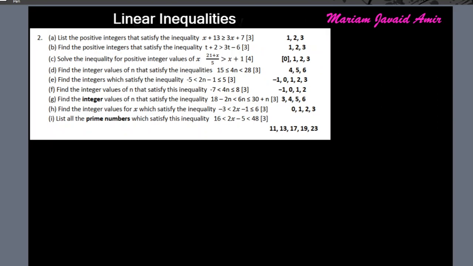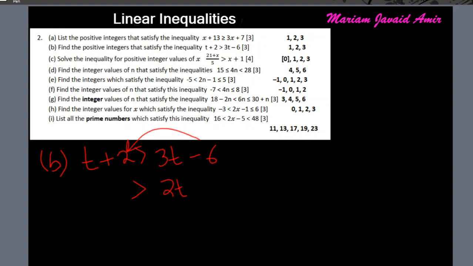Part B. Find the positive integers that satisfy the inequality t plus 2 greater than 3t minus 6. So take t to the other side, it will get subtracted with 3t and we'll get 2t. Take 6 to the other side, it will get added to 2 and we'll get 8. So then we get t is smaller than 4.